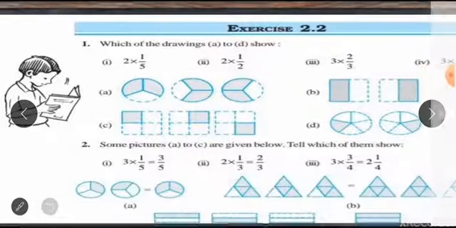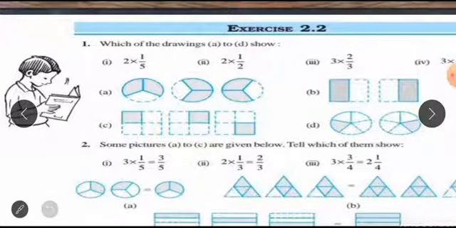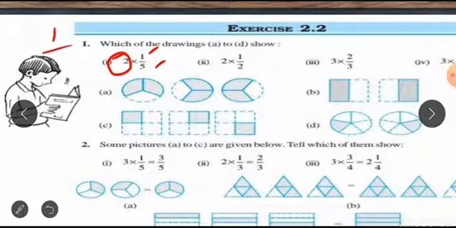So in the first part, what is given, student, is 2 into 1 by 5. This 2 represents the total number of pictures, so 2, 3, 4, 5, how many pictures are given. And this second value 1 upon 5 represents the fractional value of that given picture. Suppose this is given 1 upon 5, so 1 upon 5 means there are total 5 parts. We have to find the picture in which total parts are 5 and the shaded portion is 1.